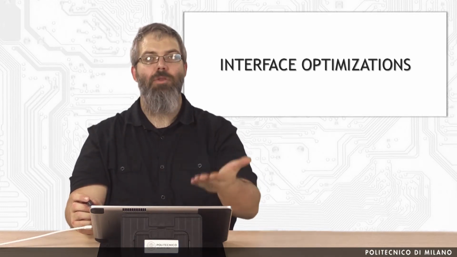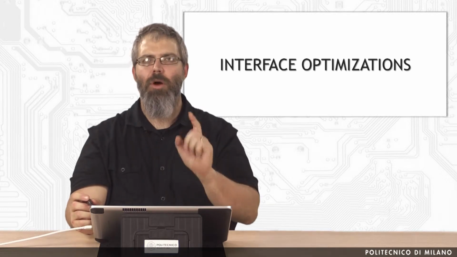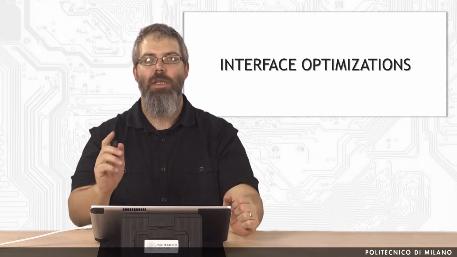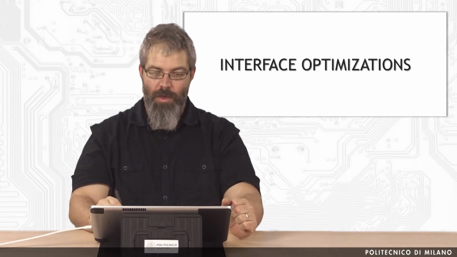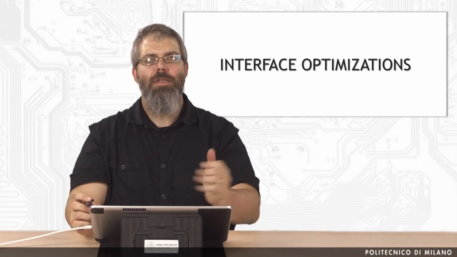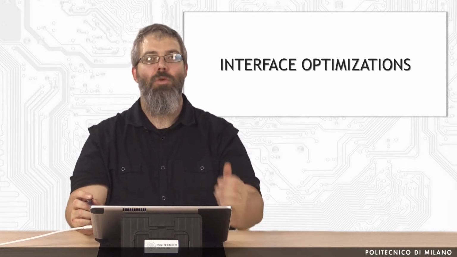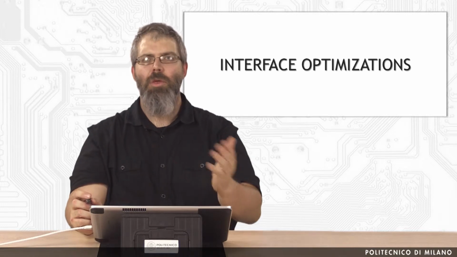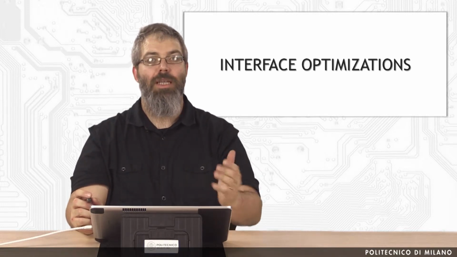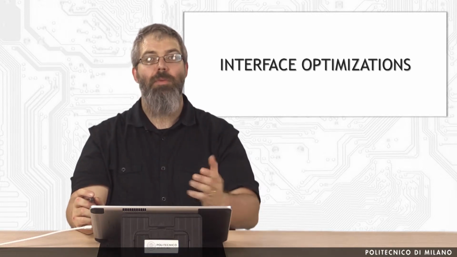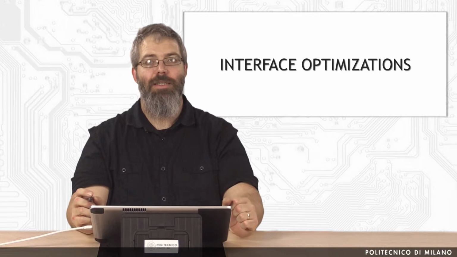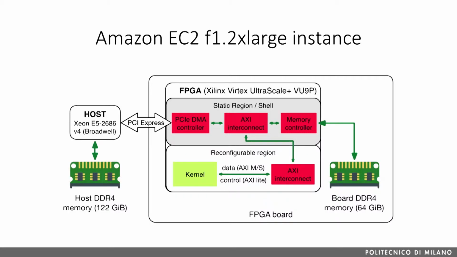Nevertheless, before diving into the interface optimization details, it's important to understand what are the key components involved in a typical system targeted by the SDAccel design flow. For this purpose, let's consider the key component of an Amazon EC2 F1 2xlarge instance, which is a cloud-based instance equipped with a Xilinx UltraScale+ FPGA. This is a very representative example of a typical architecture targeted by the SDAccel design flow. As we can see, the system is divided into two main parts. We have the host system and the FPGA board.